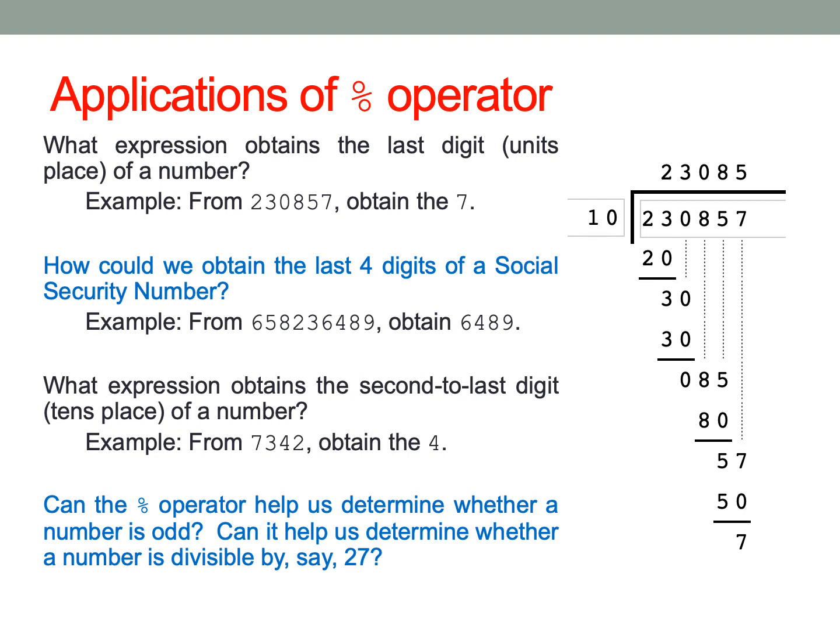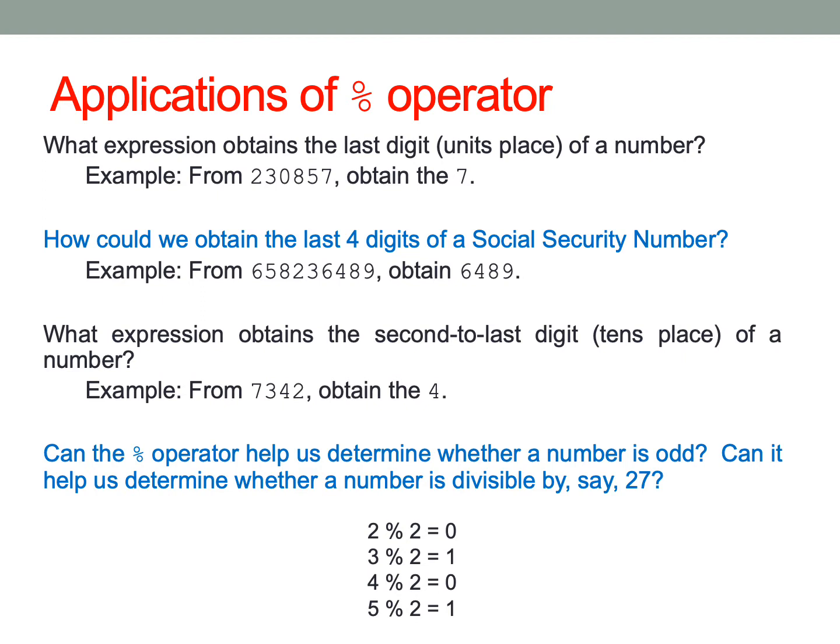For the second one, it says how could we obtain the last 4 digits of a social security number. So we have this number 658236489 and we want to obtain the last 4 digits, which is 6489. So what we can do is the modulus of 10,000 from that number. So we will get the final value, which is 6489, as the remainder.